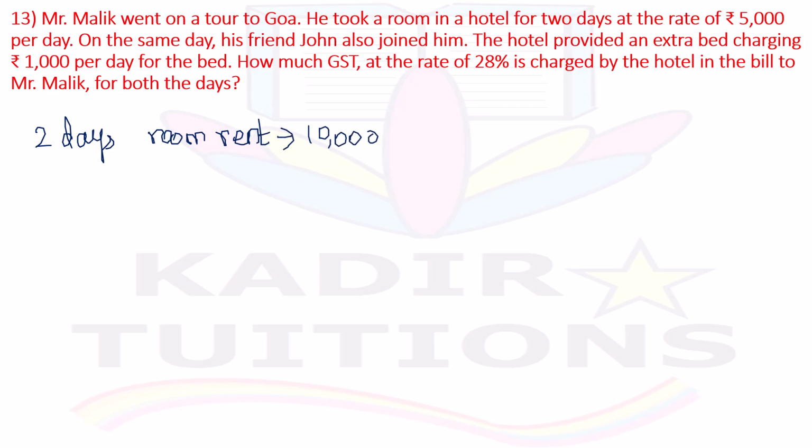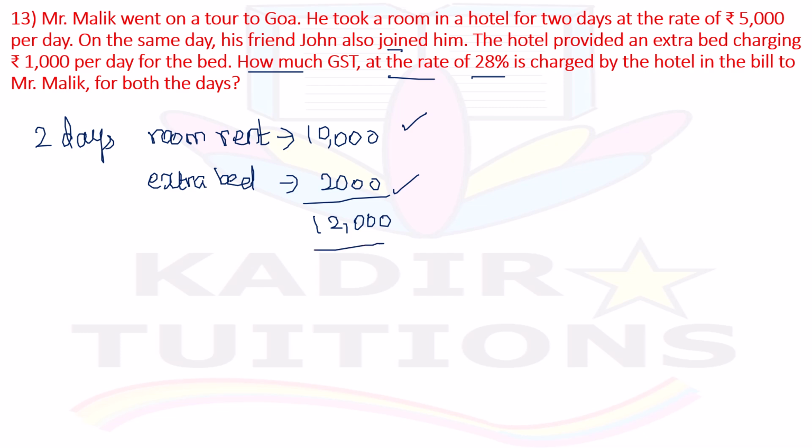On the same day, his friend John also joined him. The hotel provided an extra bed. So with the same room, they are providing the extra bed, but for the extra bed, 1,000 rupees per day. So totally for 2 days, how much are they paying? It's 2,000. And what else? How much GST at the rate of 28% is charged by the hotel in the bill to Mr. Malik for both the days? So totally the room rent is 10,000, and for the extra bed it's 2,000 for 2 days. If I add it, I will get 12,000 as the total money.